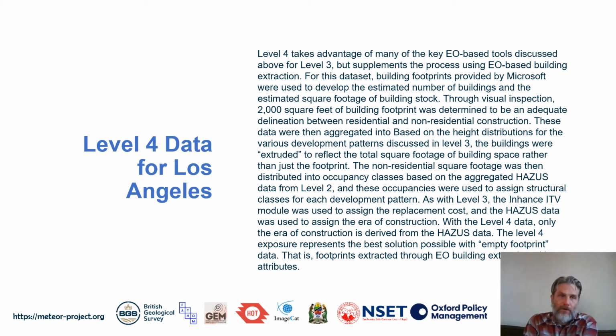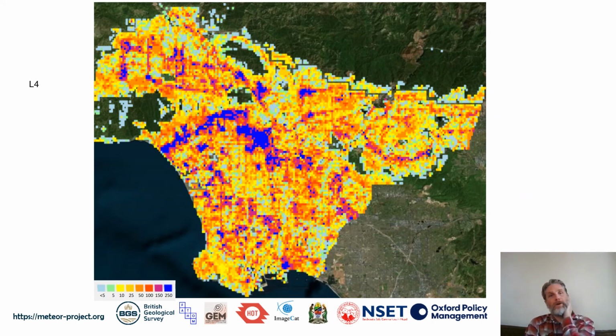So one would assume having that footprint would give you a better idea of the square footage, at least of how that building is represented on the ground, but then that has to be extruded to come up with the square footage of an entire area. So we used that for level 4, where the structural characteristics of level 4 are identical to what we had for level 3. So you can see this looks quite different than level 2 or level 3, in that there's higher highs and lower lows.